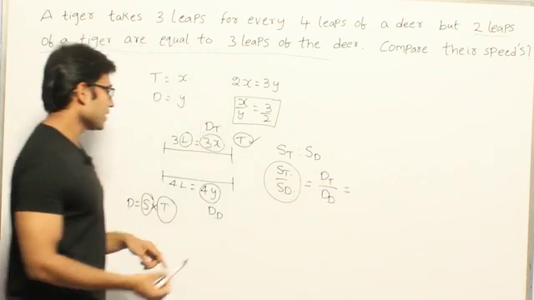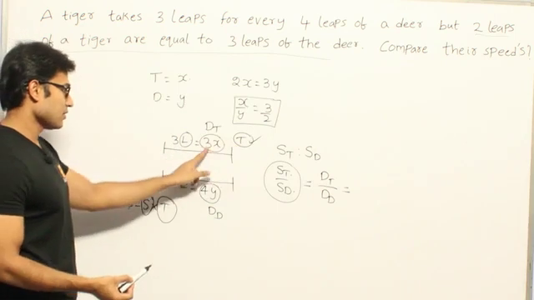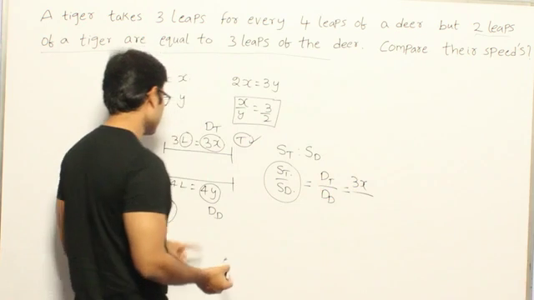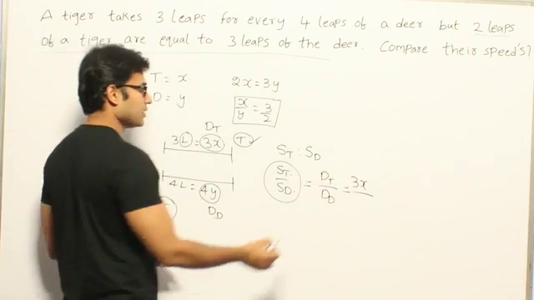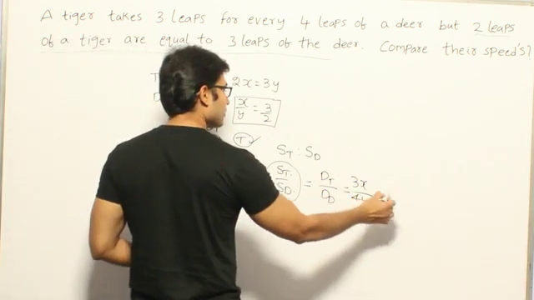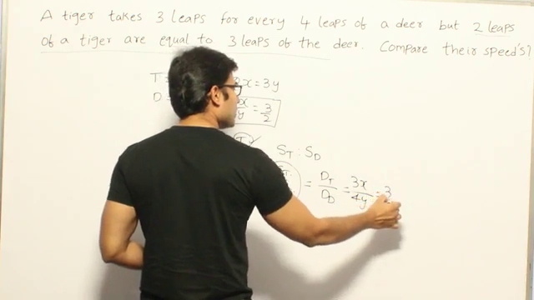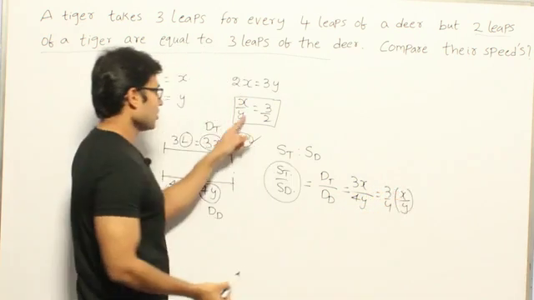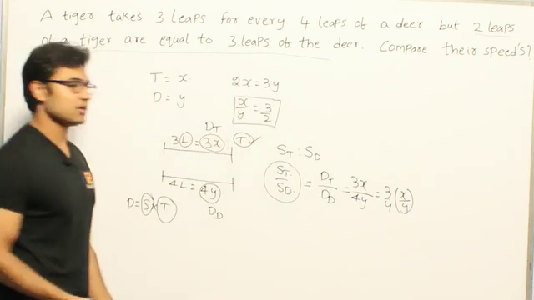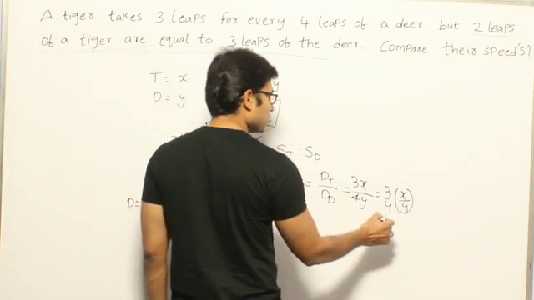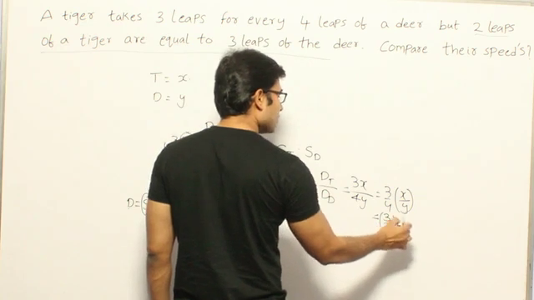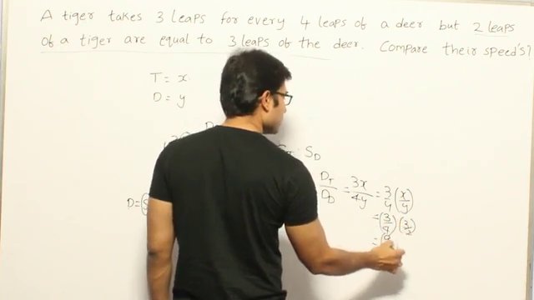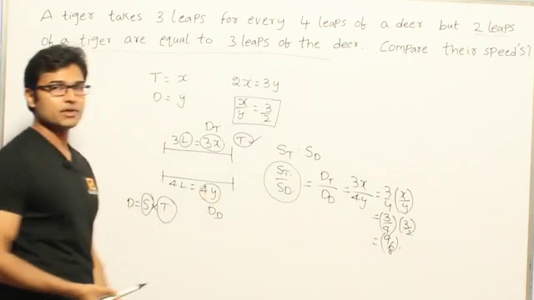Now what is the distance covered by tiger? In this time distance covered by tiger is 3x. And what is the distance covered by the deer? Distance covered by deer is 4y. 3x by 4y, right? Now it is 3 by 4 into x by y. Now what is the value of x by y? We already found out the value of x by y is 3 by 2. So if you substitute it here, 3 by 4 into 3 by 2, which is 9 by 8. So 9 is to 8 is the ratio of their speeds.